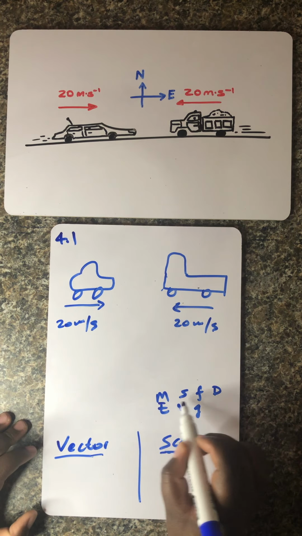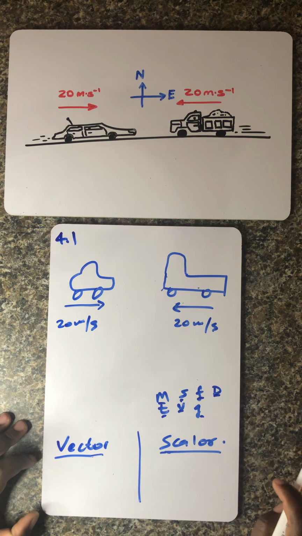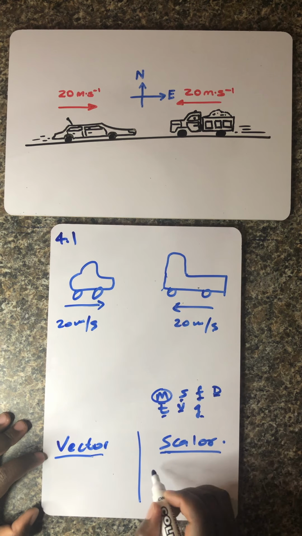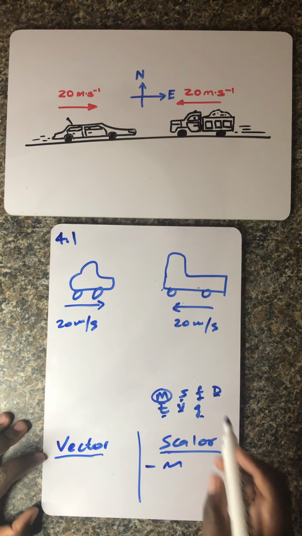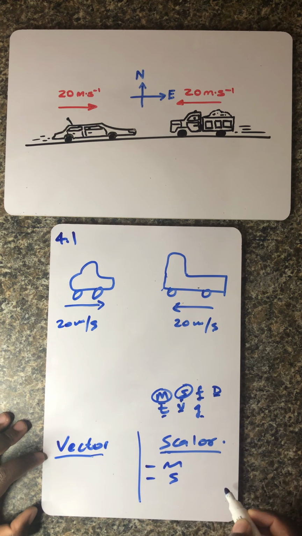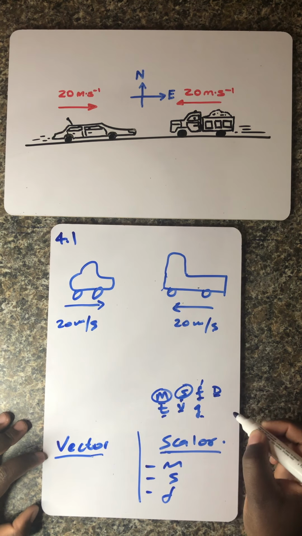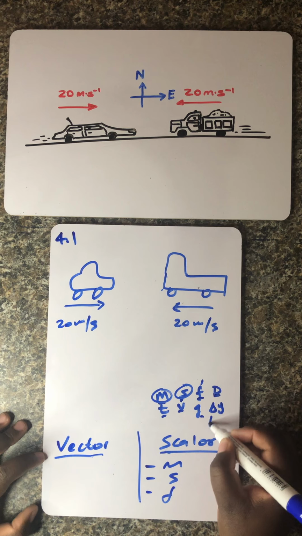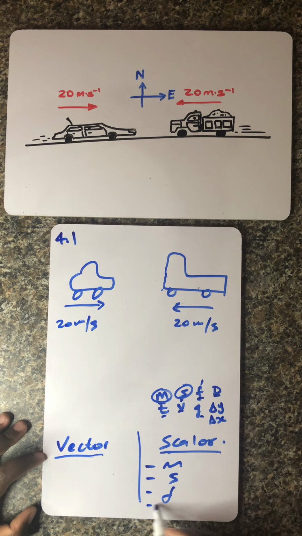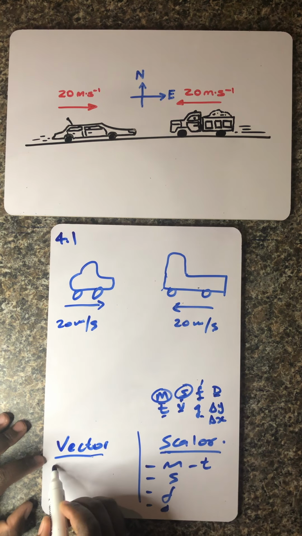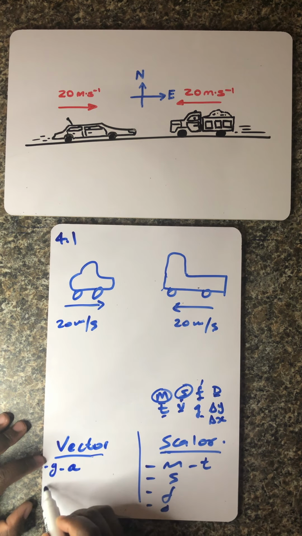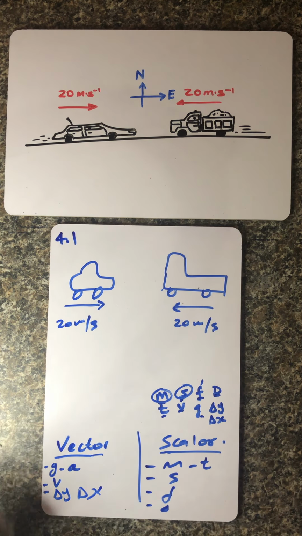So these are what we call quantities. Okay, so ladies and gentlemen, you've got mass, which falls under scalar quantity. You've got speed, which is referred to as scalar quantity. Frequency should be a scalar quantity. You've got distance. You also have what we call displacement. So obviously distance should fall under a scalar quantity. Time also should fall under scalar quantity. Quantities like gravity, acceleration, velocity, displacement, ladies and gentlemen, they fall under vector quantities.